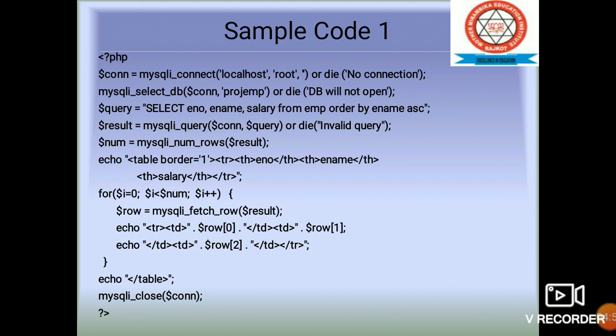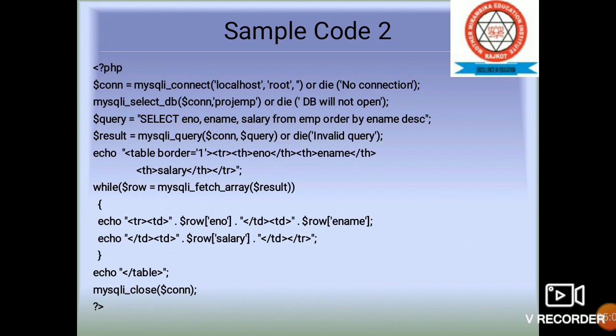And last, the for loop is terminated. Echo table tag is terminated, and then the mysql_close function is used to close the connection. In sample code 2, the whole code remains the same.